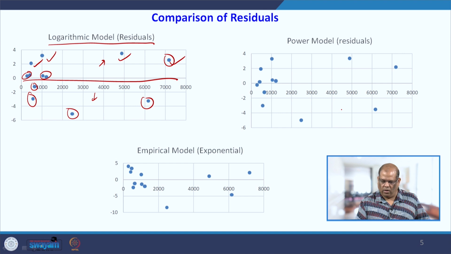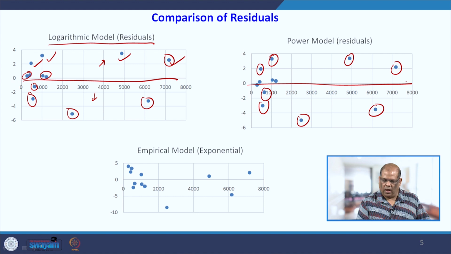The power model also gives a similar kind of thing: you have 1, 2, 3, 4 and again 1, 2, 3, 4. This is the line y equal to 0 and we have these two, which are quite close to y equal to 0, and we say that yeah, the power model also behaves well. So either you can use the logarithmic model or you can use the power model for this.